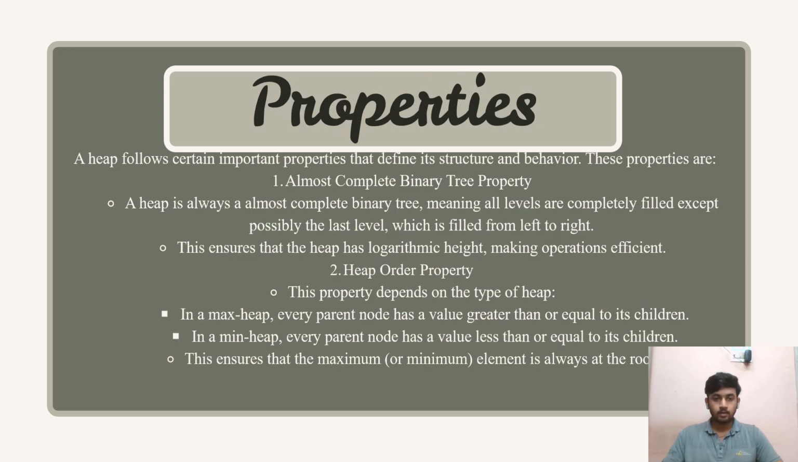So, properties of heap. A heap follows certain important properties that define its structure and behavior. The properties are: a heap is an almost complete binary tree. A heap is always an almost complete binary tree, meaning all levels are completely filled except possibly the last level, which is filled from left to right. This ensures that the heap has logarithmic height, making operations efficient.